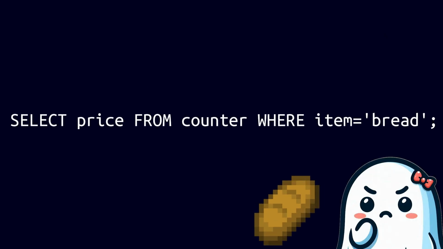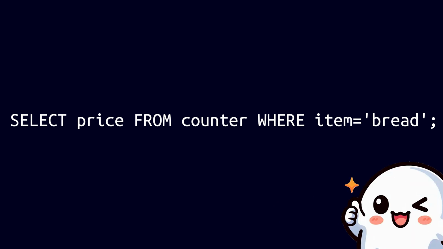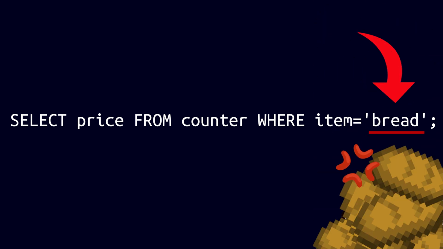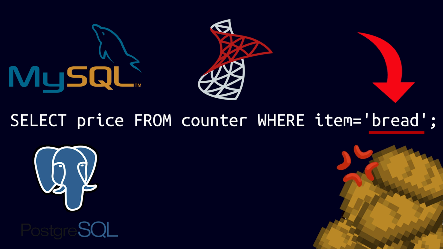For example, the SQL query to get the price of bread might look something like this. Now, this is a simple query. Get the price from the table called counter where the item is bread. It sounds easy, right? Not so fast. SQL can get a lot more complicated, and there are a lot of variations of SQL, such as MySQL, MSSQL, Postgres, and many more. But the basic syntax and functions often remain fairly similar between each one, and that's all you need to know for now.